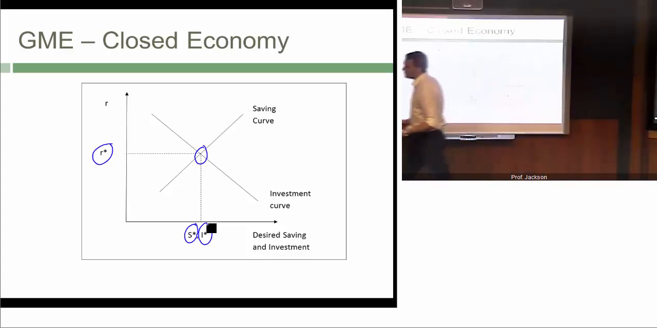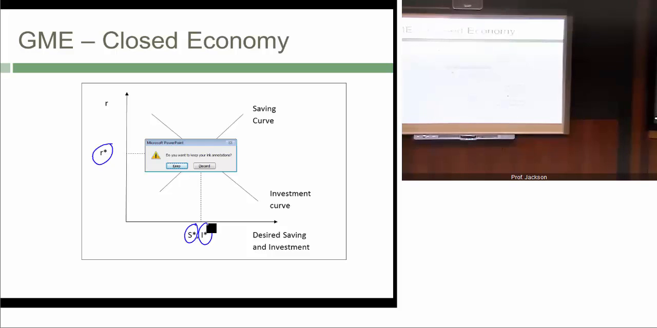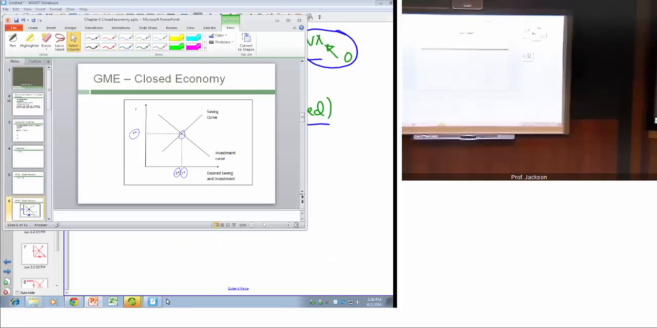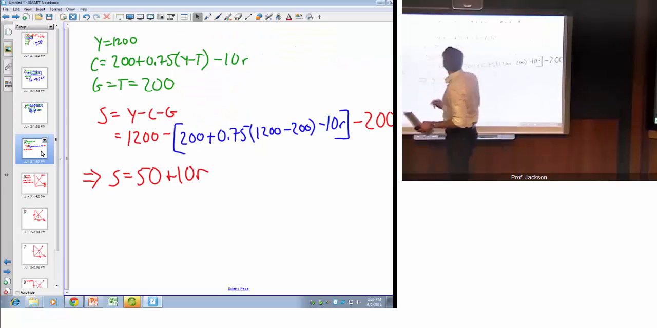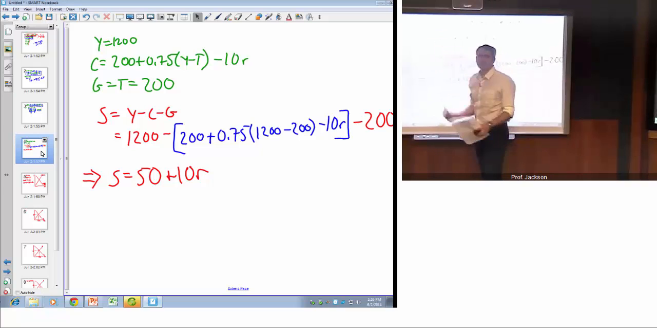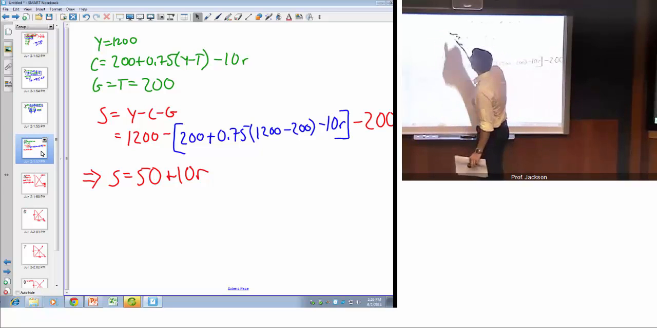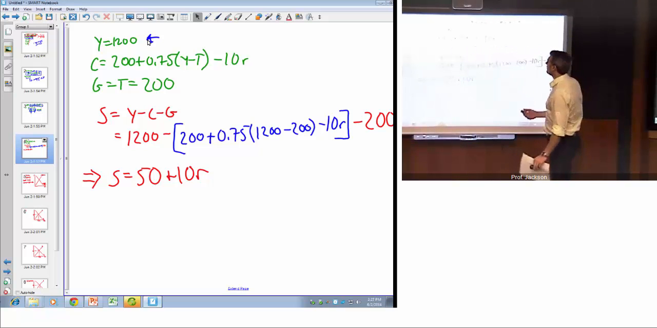Okay, so what I want to do now is go through a numerical example to understand this process a little bit more. As I mentioned before, most of these things are basically predetermined. So there's our production function with inputs and technology that just spits out this level of income, 1200.